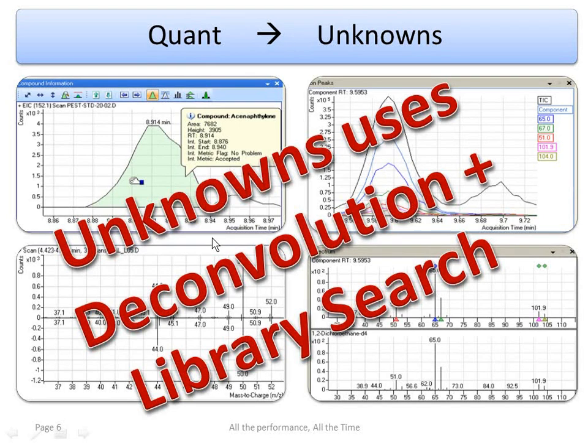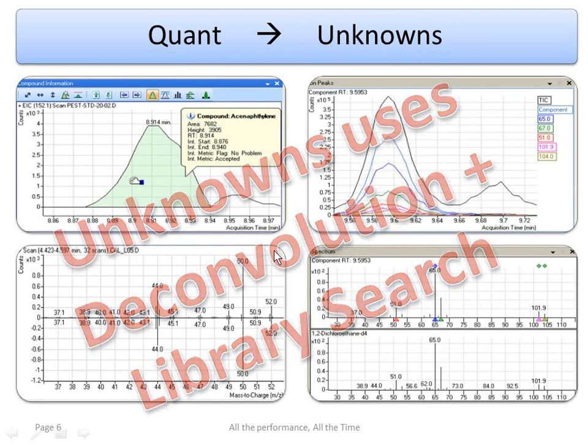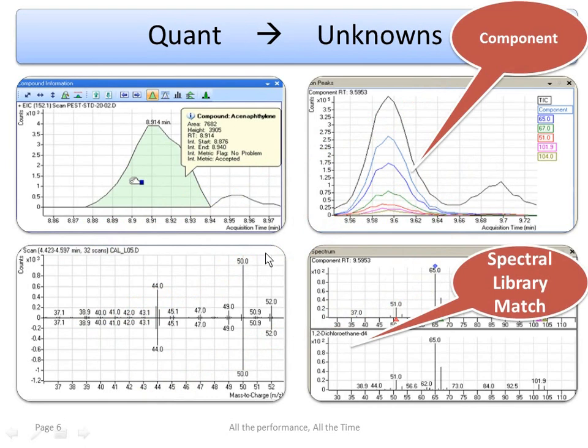A couple of important points in comparing unknowns analysis is the fact that unknowns uses a different technique. Quantitation, of course, extracts, producing an extracted ion chromatogram, and you see the spectra from the averaged. In unknowns, we're using a technique called deconvolution, which in brief finds the ions that elute together in a model peak shape and groups those together into a component.